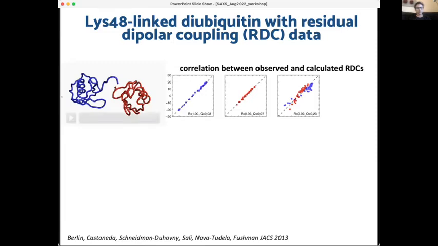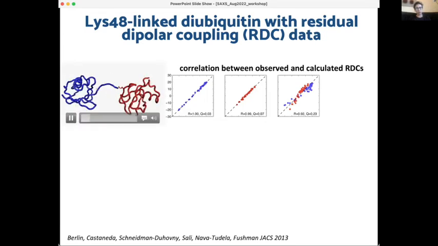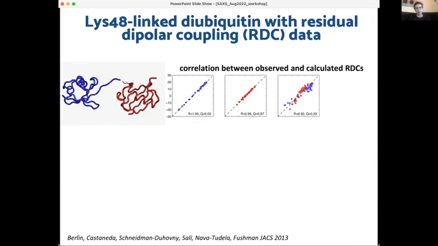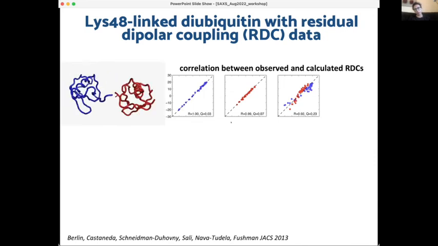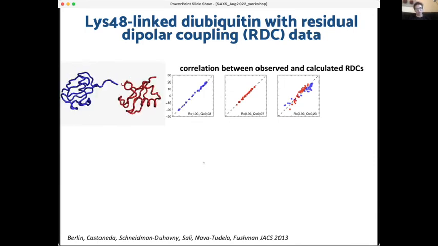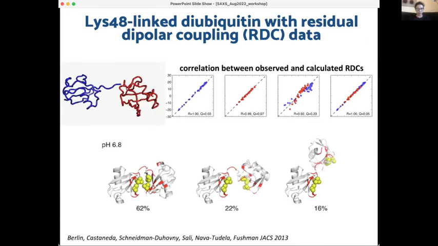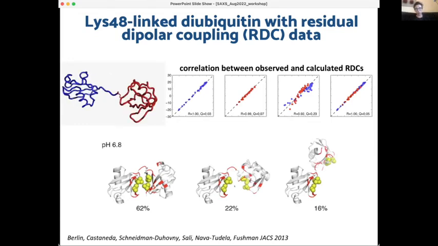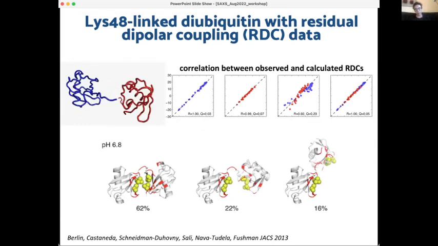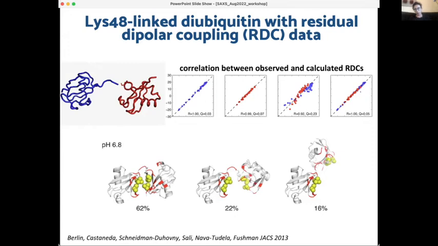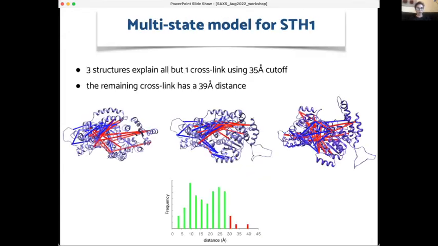This is a similar principle from residual dipolar coupling data. So those are two ubiquitin domains. They're moving with respect to each other. They're covalently connected. And each single domain fits the data perfectly, but together the structure doesn't fit the data well. And again, if we use a multi-state model, here it's a three-state model of closed, partially open, and completely open, we can get a perfect fit to the data.